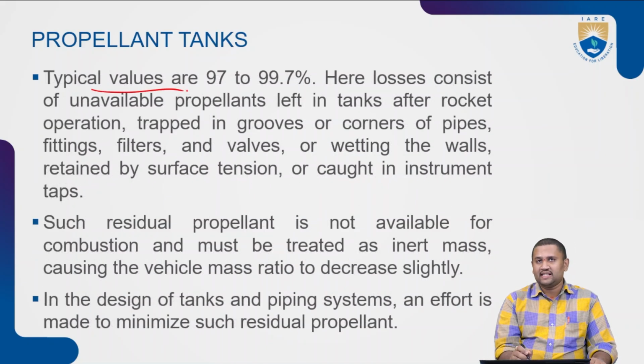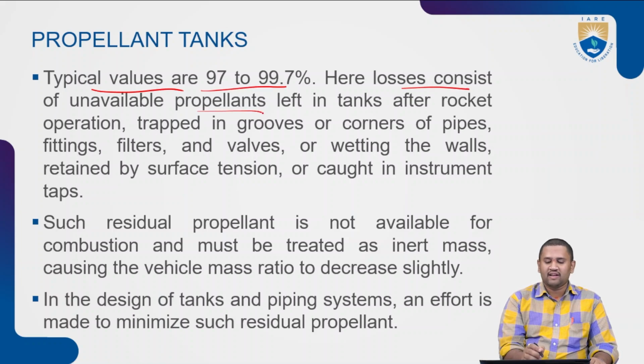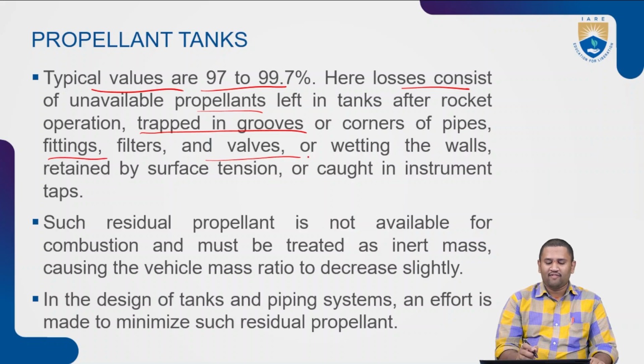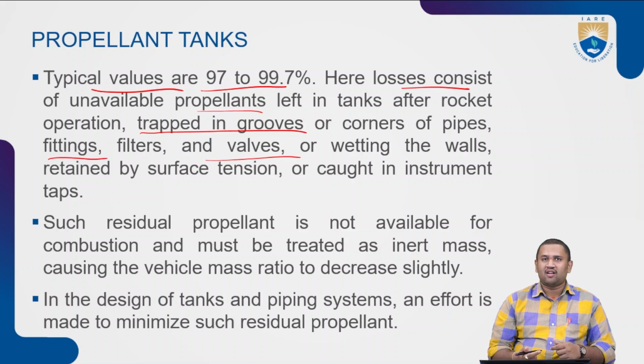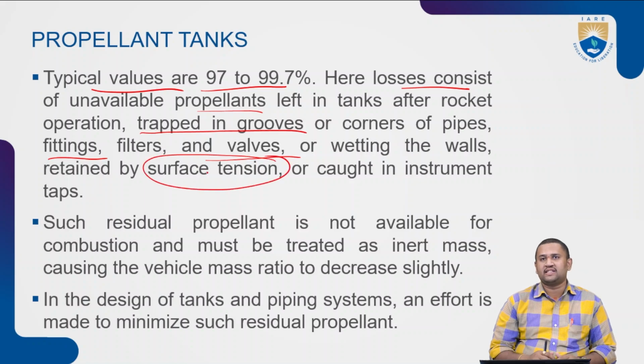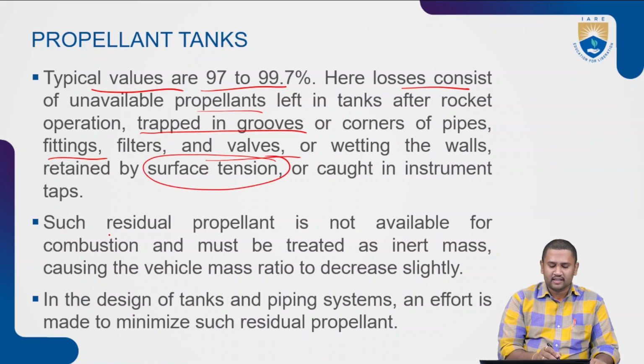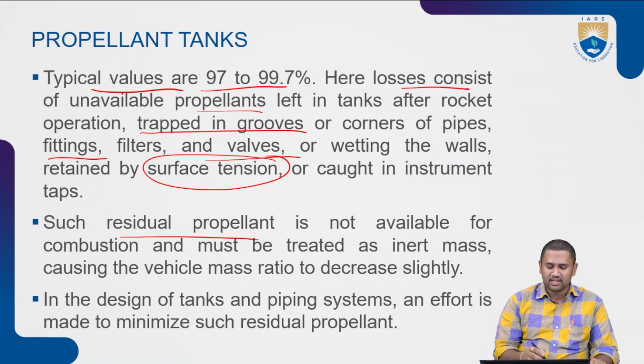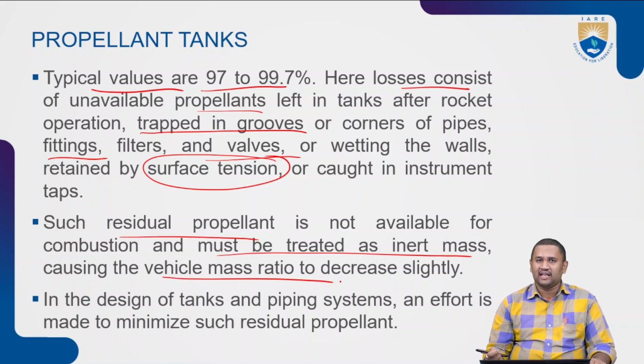A typical value ranges from 97 to 99.97 percent, because of the losses from unavailable propellants that are left in a tank after rocket operation, trapped in between the grooves or in the pipes, any corner of the pipes, any filters, valves, everything, right? These are all retained by the surface tension of the propellant itself. Such residual propellant is not available for combustion in the combustion chamber and must be treated as inert mass, causing the vehicular mass ratio to decrease slightly.